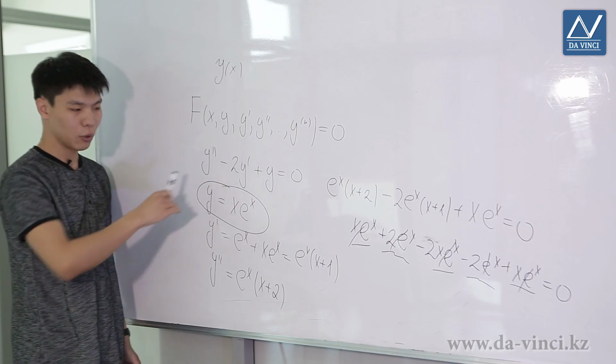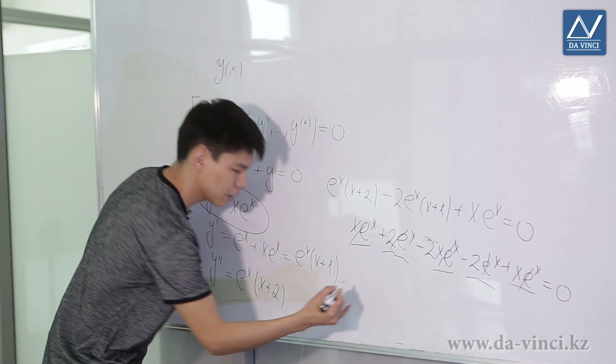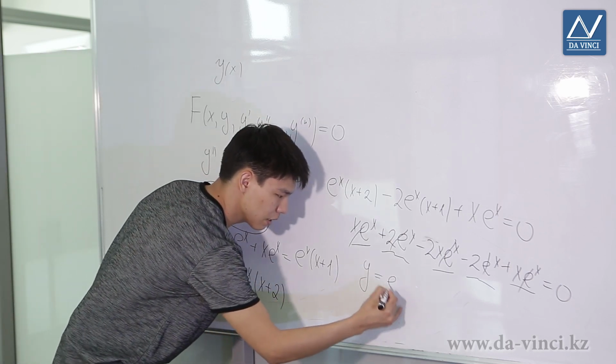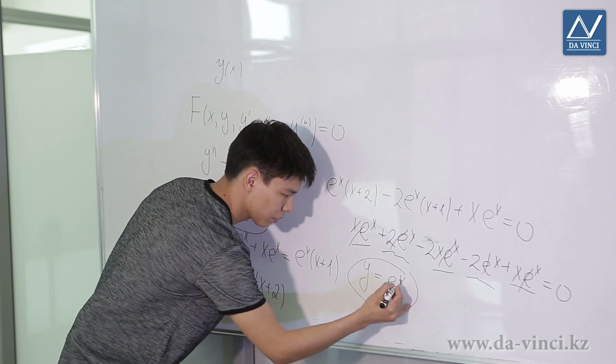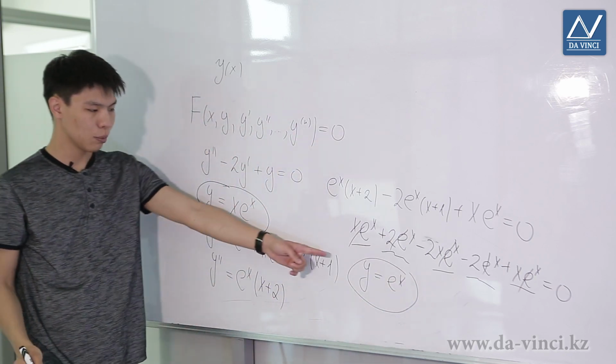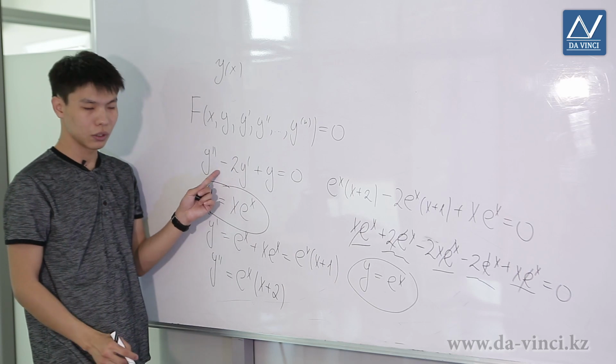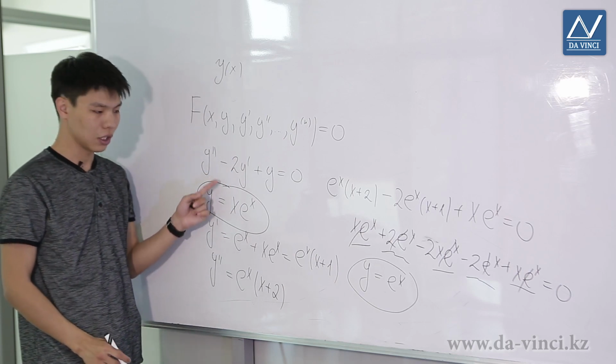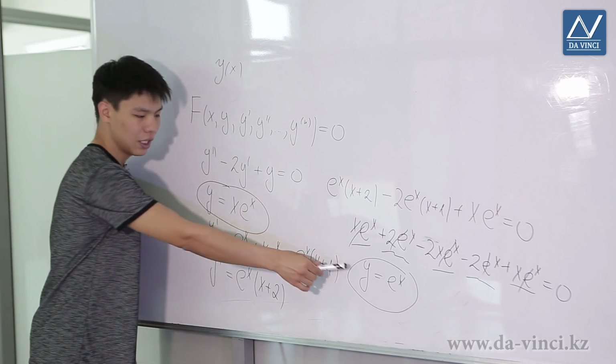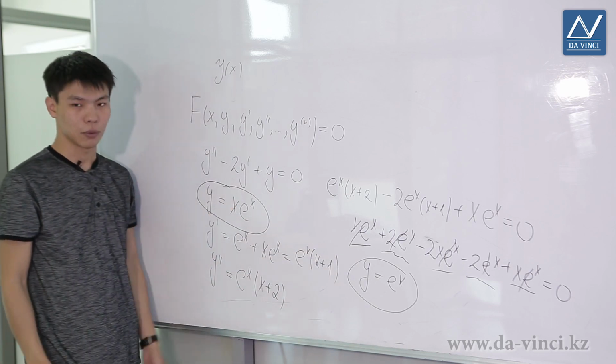But, for example, the same equation has another solution. If you take the function y equals e to the power of x and substitute it in the same way, then you will also get an identity. Thus, a differential equation can have more than one solution. These solutions that we have found are called particular solutions.